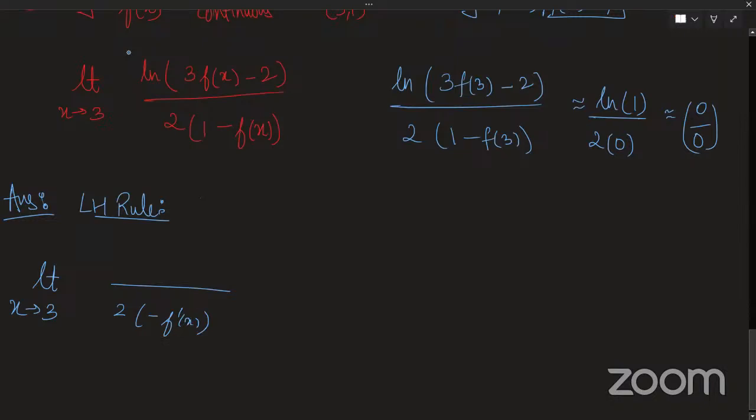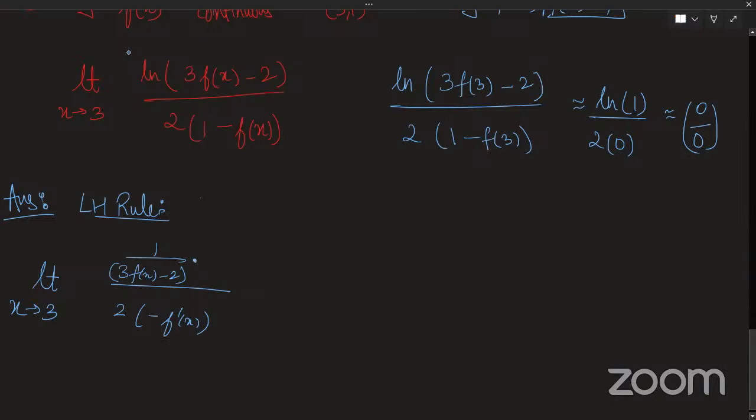Okay. Now you have got natural log of 3 times f of x minus 2. What will be the derivative of that? Chain rule. 1 by 3 f of x minus 2. Great. Correct. After that, I will differentiate this thing.